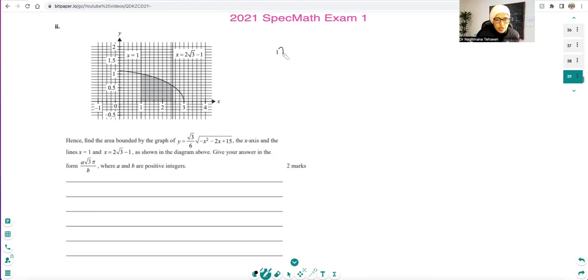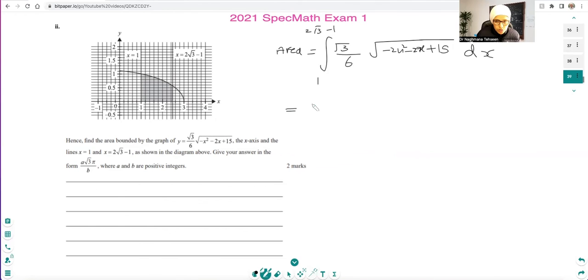So that means we are finding what? Area. Area from where to where? So we say from 1 to 2√3 - 1, and we are integrating that. So √3 over 6, square root of -2x² - 2x + 15 dx. Okay, so let's do the integration for this one.